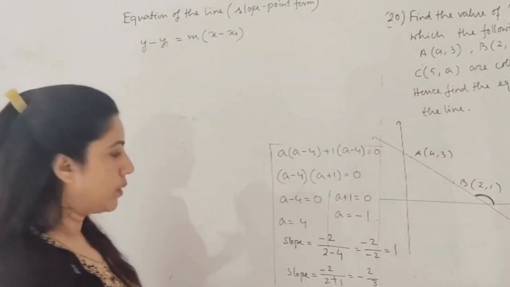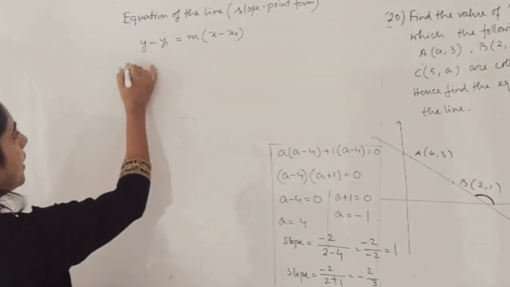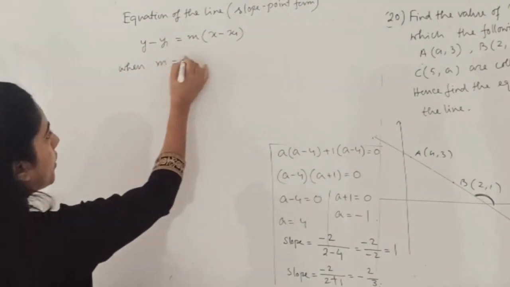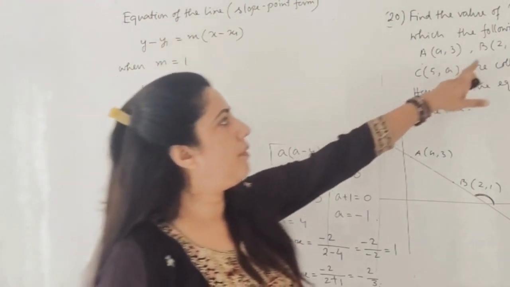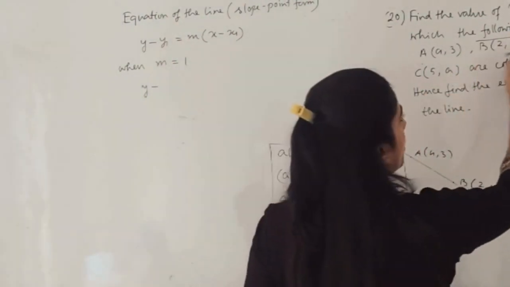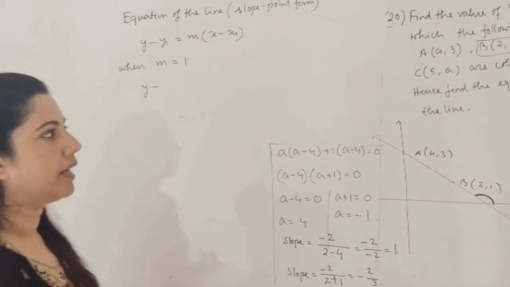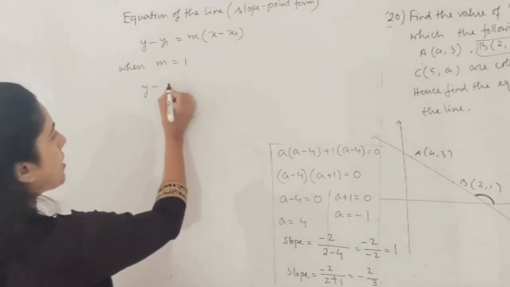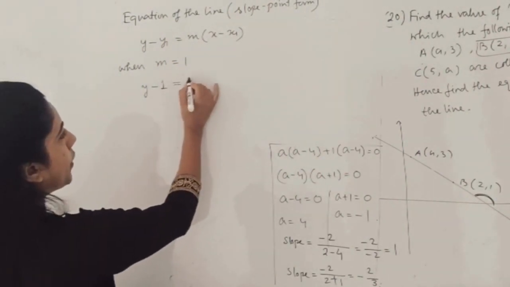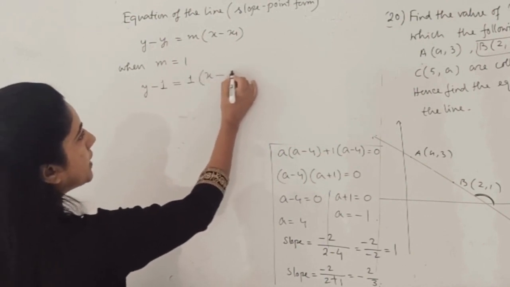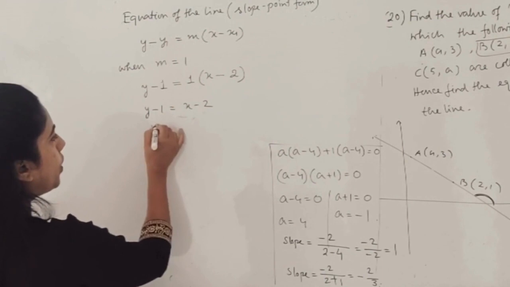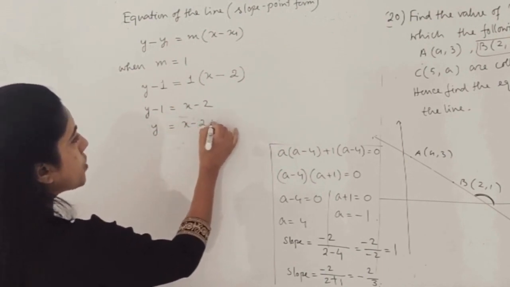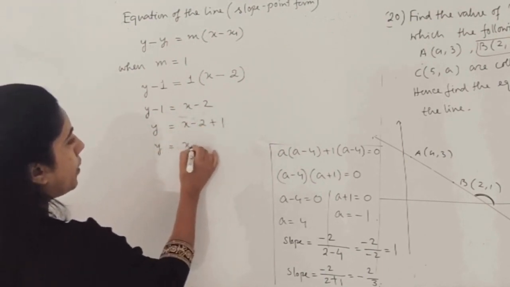Now we have two values of m. So when m is equal to 1, y minus y1. Now you can take any of the points. I am taking this point because both of these are given. Any of the points you can take. y minus, in place of y1 I am taking 1, is equal to slope 1, x minus x1, which is 2. So y minus 1 is equal to x minus 2, y is equal to x minus 2 plus 1, y is equal to x minus 1.